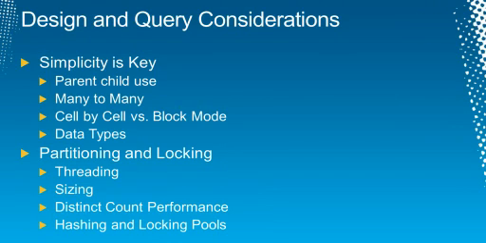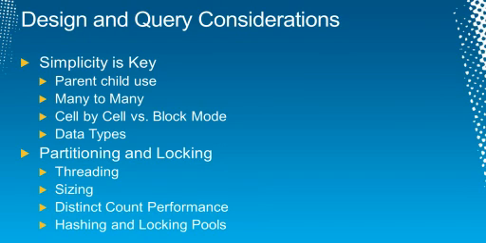So when we talk about design and query considerations, simplicity is key. When your cube starts to get very, very large, you have to start removing things that are going to cause it a problem. Things like very large parent-child dimensions. Sometimes those need to be flattened out or gotten rid of. Huge many-to-many relationships can cause problems as well. So your data model may need to change a little bit to accomplish some of those things.